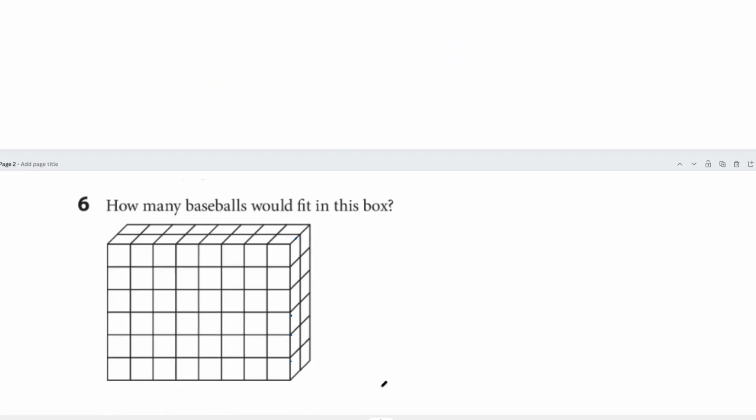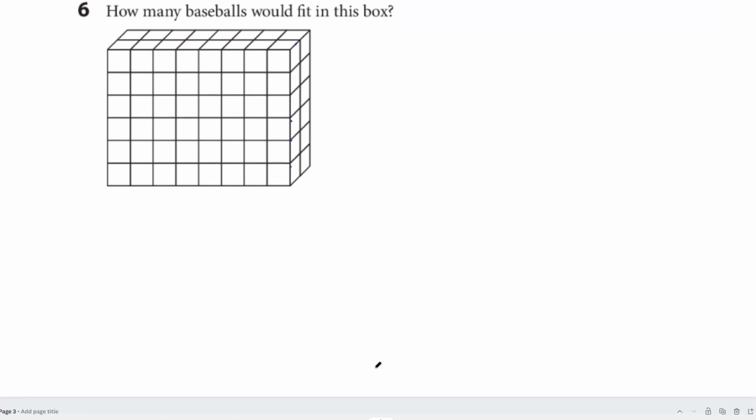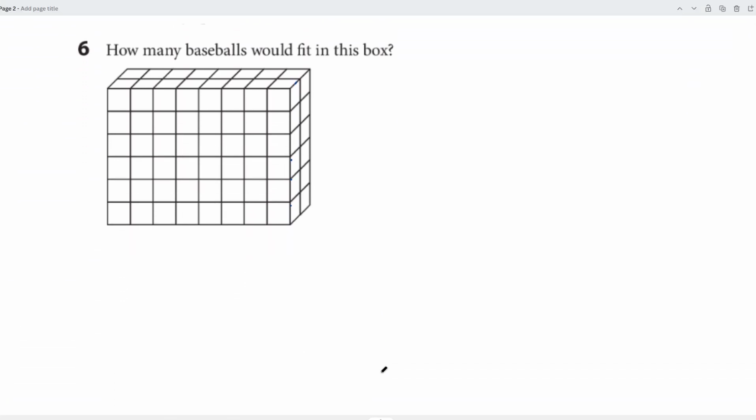So let's take a look at the next one, and we have how many baseballs would fit into this box. Once again, I don't have to write inches or cubic inches, though usually I'm asking you to do this. I think it's really important, that 3, really emphasizing that it's a 3-dimensional shape. But they're just asking for how many objects, if each box held 1 baseball.